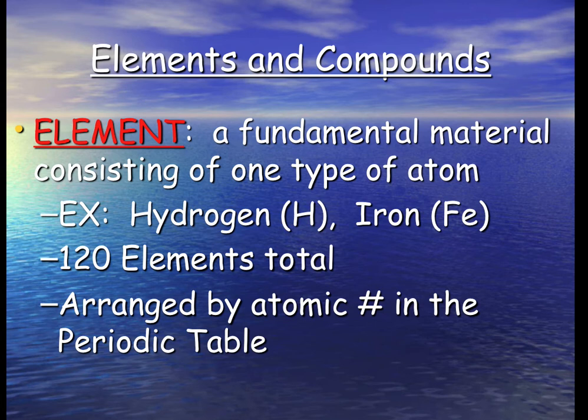An element is our fundamental material consisting of one type of atom. So every element is made up of the same types of atoms. We already learned about isotopes, so not every atom is exactly the same, but they are made up of the same type of atom, meaning they have the same number of protons. So we have iron, which is Fe, and hydrogen is H. Notice the H in hydrogen is capitalized, and for iron, the first letter is capitalized and the second is lowercase. If you start writing everything in all caps and you don't use proper lowercase letters, they will be marked wrong.